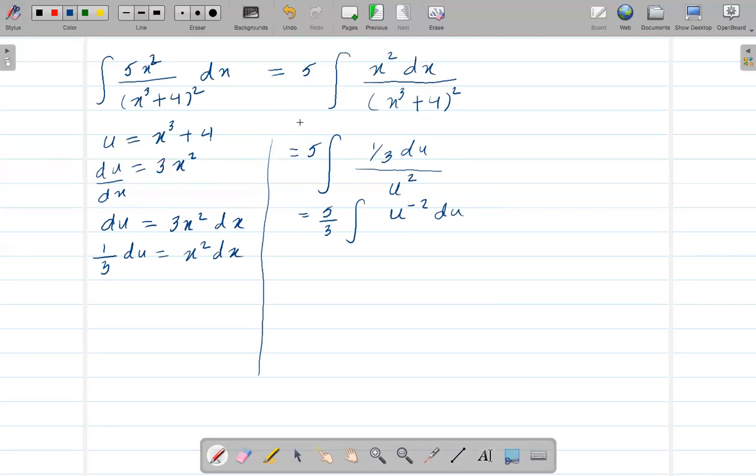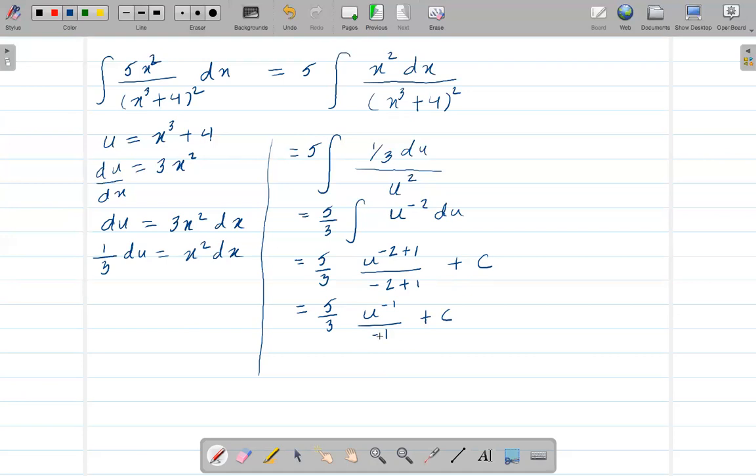Okay, now this one is much simpler to integrate, right? So then in taking the integration, I get u to the power -2 plus 1 over -2 plus 1 plus c, right? And then this will give u to the power -1, and -2 plus 1 is also -1 plus c.